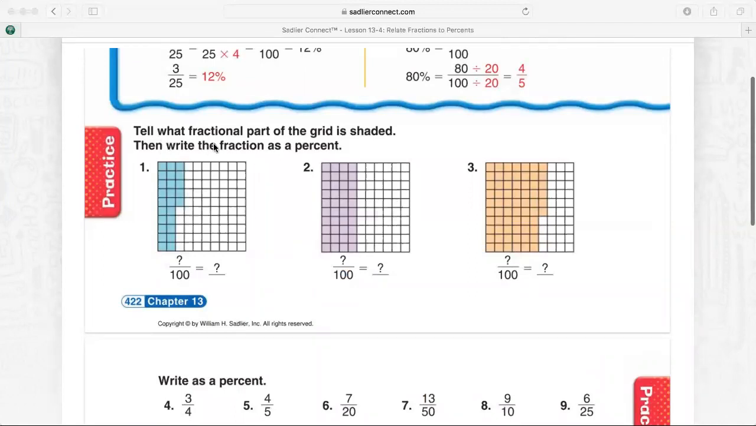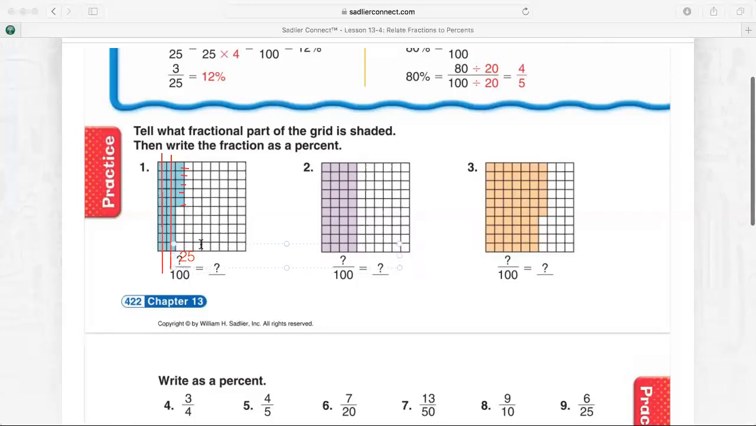Number 1, tell what fractional part of the grid is shaded, and write the fraction as a percent. Okay, here, instead of counting 1, 2, 3, 4, 5, 6, this grid is a 100 grid. And it is divided into 10. So each one of those is 10. So 10, 20, 21, 22, 23, 24, 25. So I have here 25.